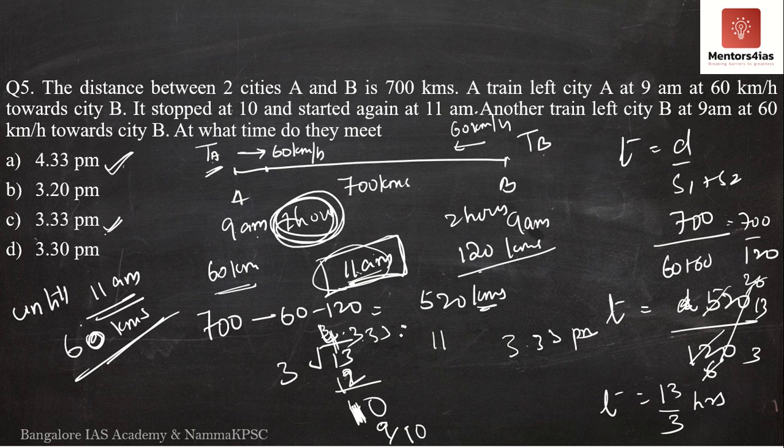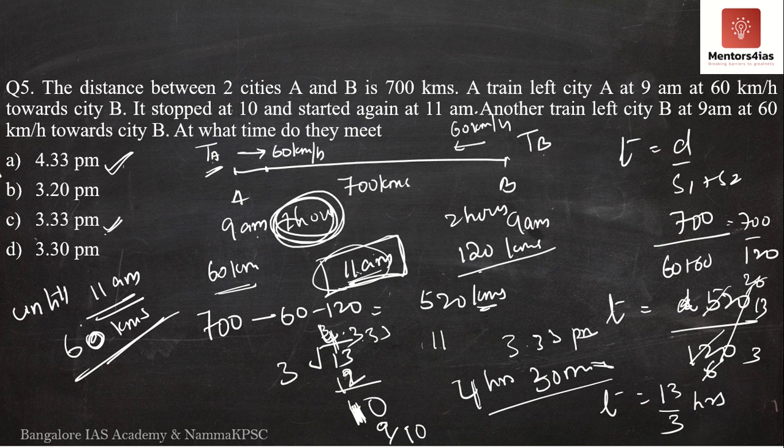4.33 hours is not 4 hours 30 minutes. You can't directly add it to 11 and say it is 3:33 p.m. No, it is incorrect. So what I am going to do is convert 13 by 3 hours into minutes.